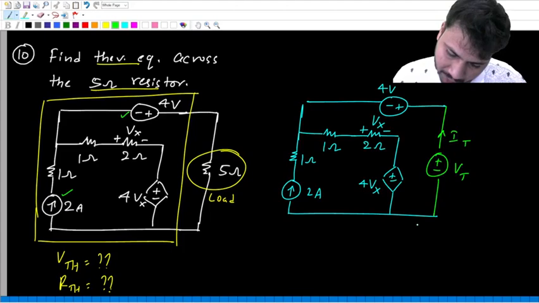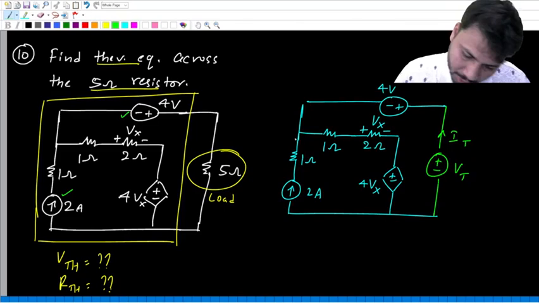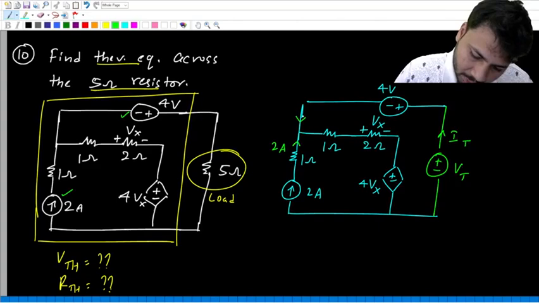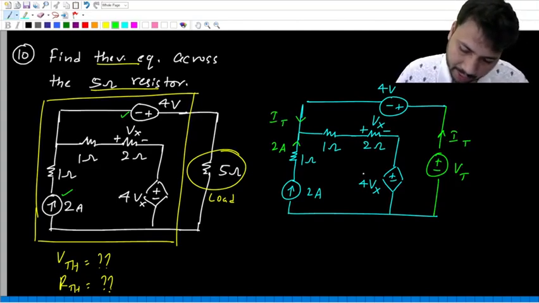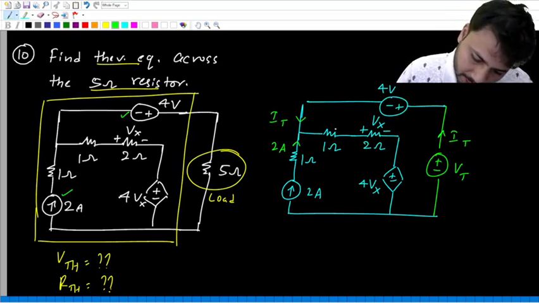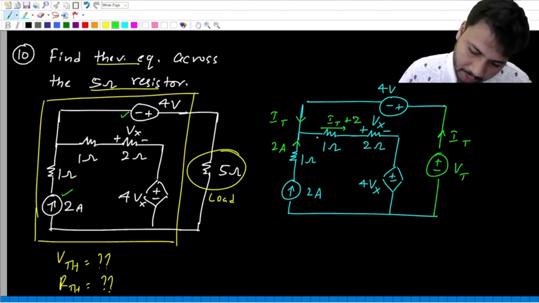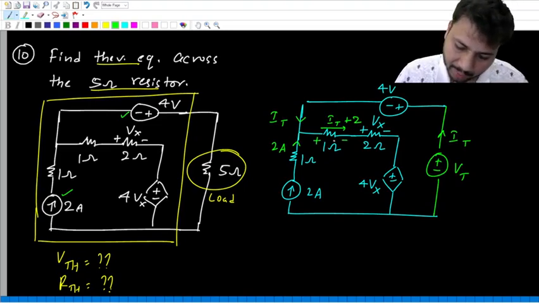So you can do this in multiple ways. What is this current? It is 2 amps. This current will flow like this, so this current is IT. And then this current is IT plus 2. What is the resulting drop across this? IT plus 2 into 1. And then you can find Vx.